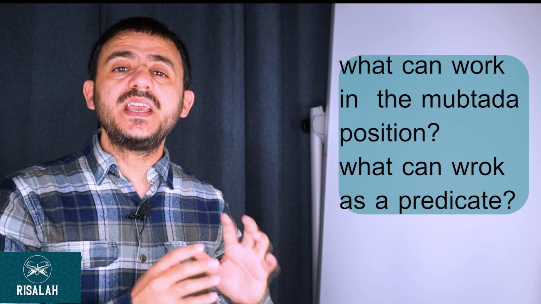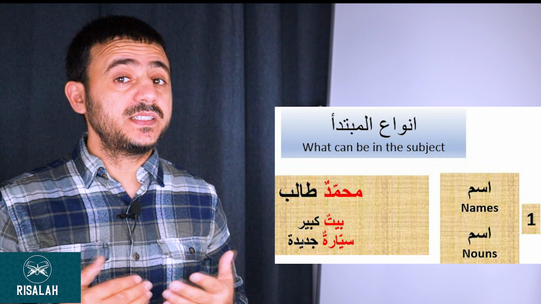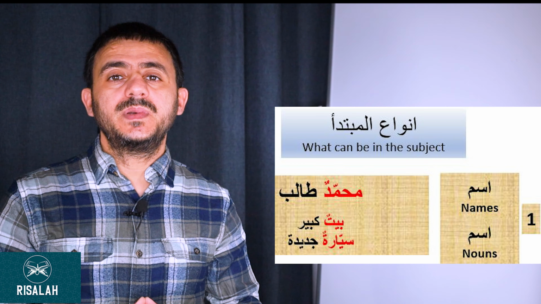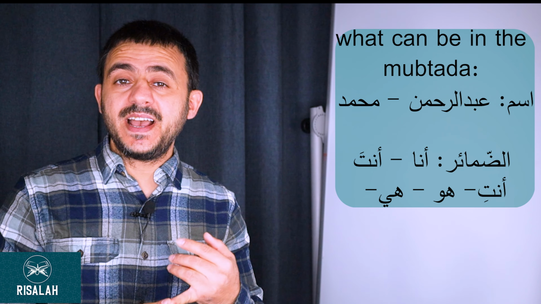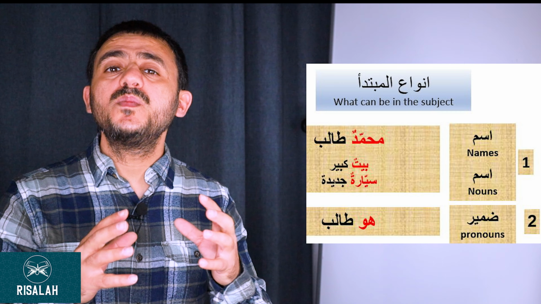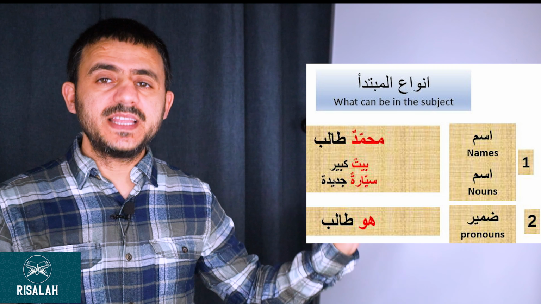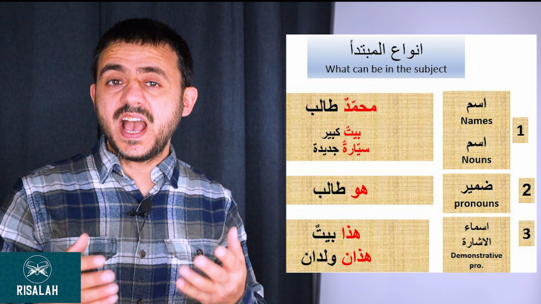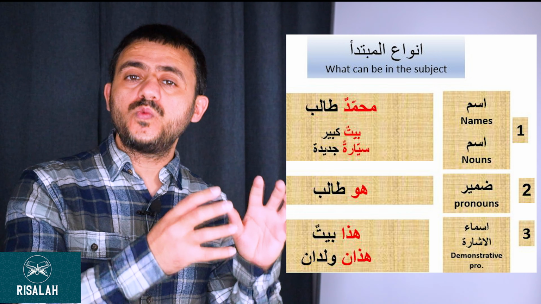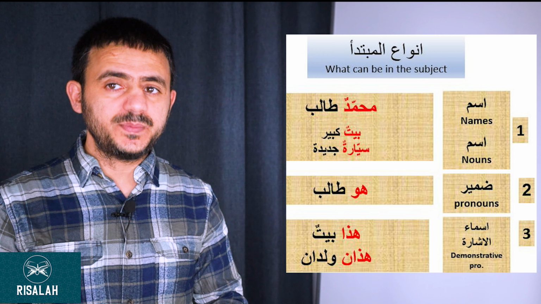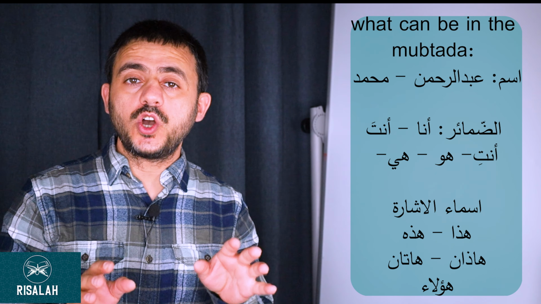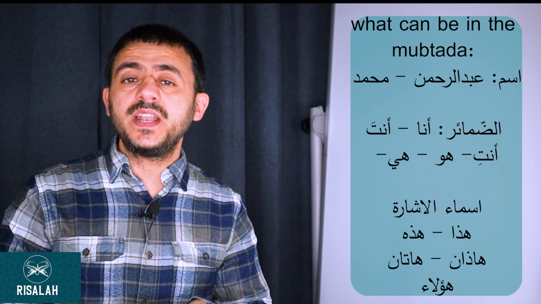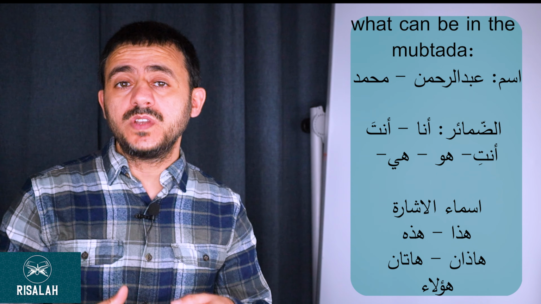Now, nouns, what can be in the position of the subject? Names such as AbdulRahman, such as Al-Yaman, As-Sayyara, Rajul, Bayt, any noun, any name, it can work. Also, pronouns. Ana, anta, anti, huwa, hiya, any subject pronoun will work in the subject position, in al-mubtada. Demonstrative pronouns. هذا, هذه, هذان, هاتان, all those demonstrative pronouns will also work in the place of al-mubtada, in the place of the subject. Important points here. In the place of al-mubtada, you can have nouns, proper nouns, or any other kind of nouns. And then you also can have pronouns, demonstrative pronouns, subject pronouns, etc.